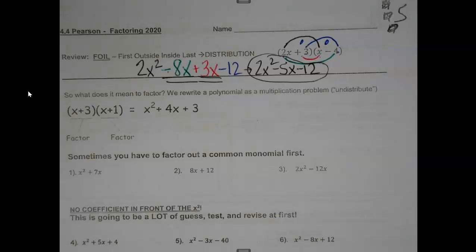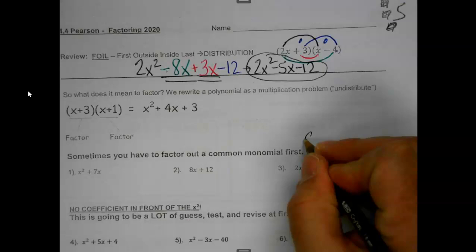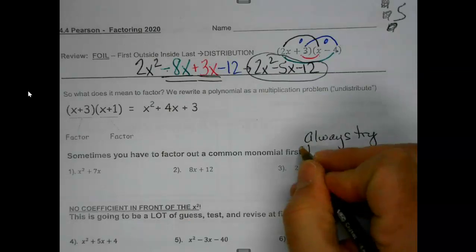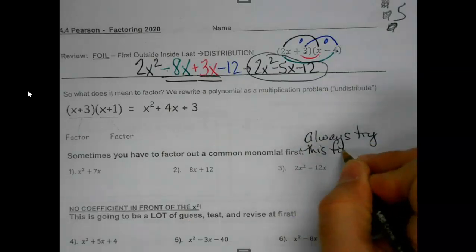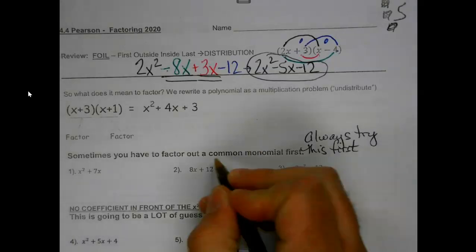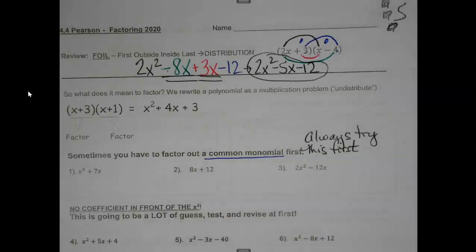They're called factors. So sometimes, if you have the option, we're going to factor out a common monomial first. Little note here. We're going to always try this first, because if there is something in common and you don't take it out, number one, the numbers are going to be harder to deal with, and number two, you might not be able to get to the right answer at all. So when we're trying to find a common monomial, we're looking at 2 things.